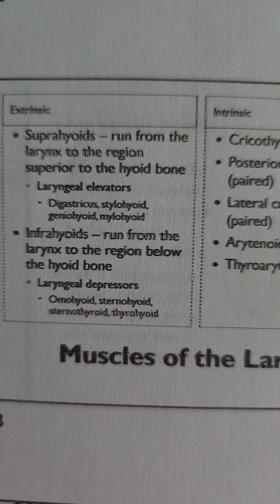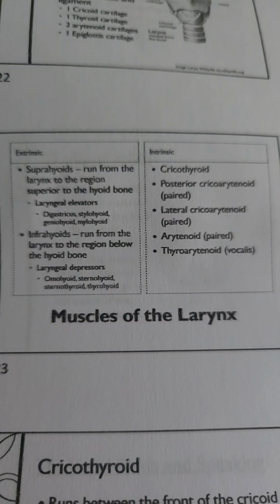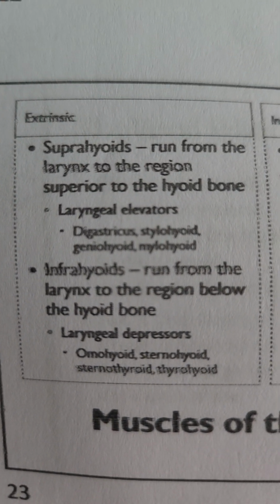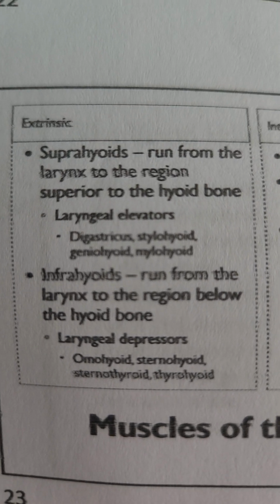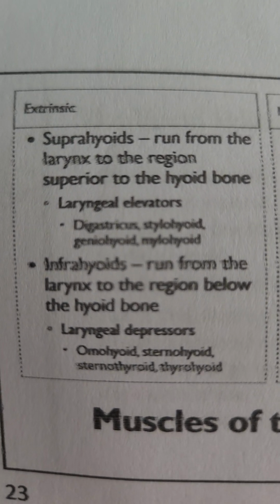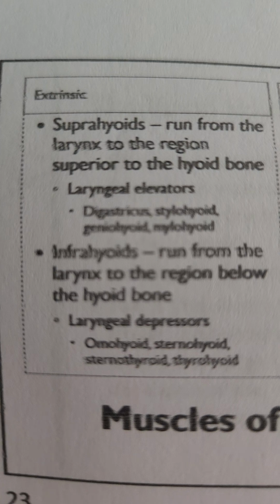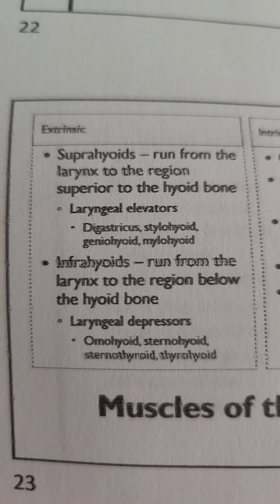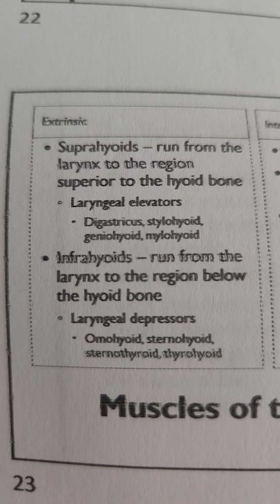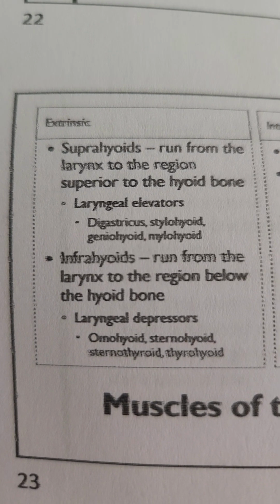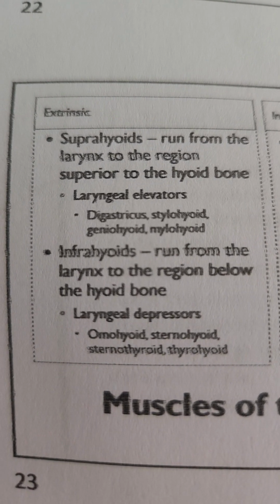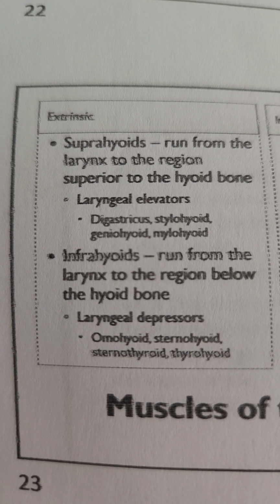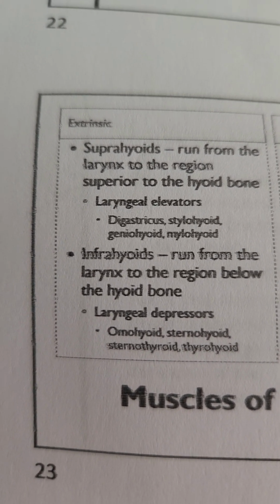Extrinsic and intrinsic muscles of the larynx. Extrinsic are the suprahyoids, which run from the larynx to the region superior to the hyoid bone. Laryngeal elevators: digastric, stylohyoid, geniohyoid, and mylohyoid.